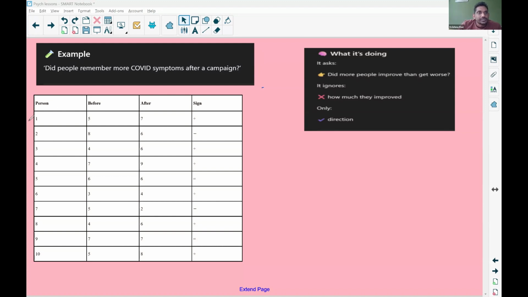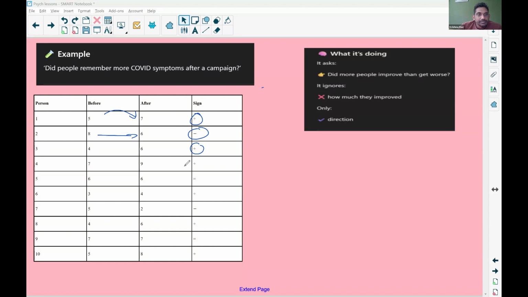Person one, we've got a sample of 10 people, and person one remembered more. We don't care that he remembered two more things. We just care that it was an improvement. Somehow person two has got worse. So after the campaign, they know less. Again, we don't care that they know two less things. We just care that it's gone down.